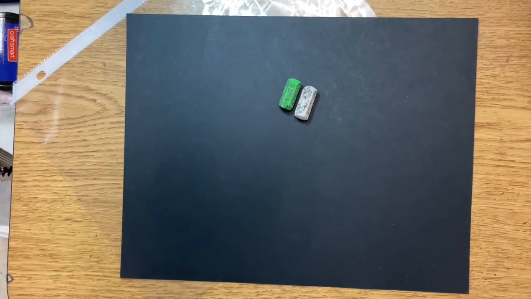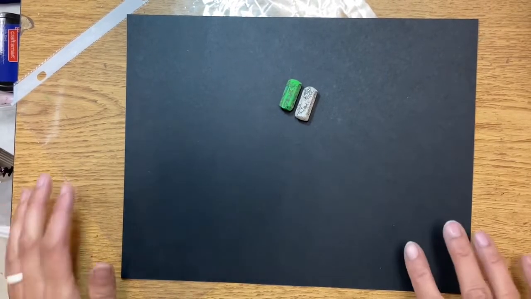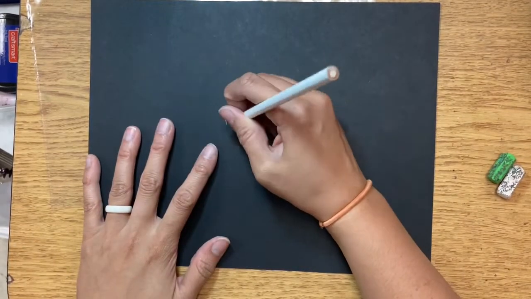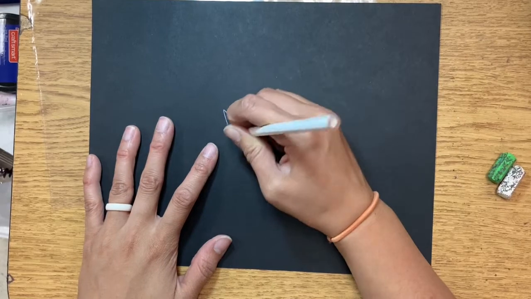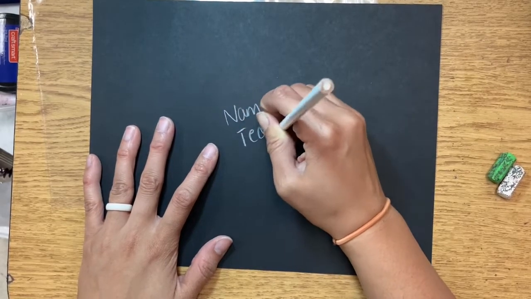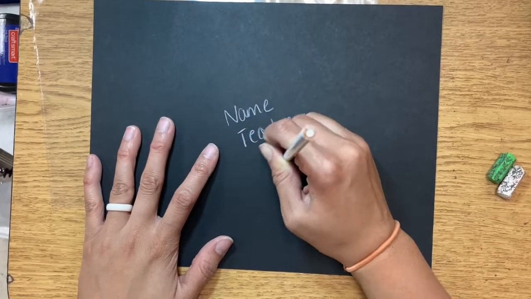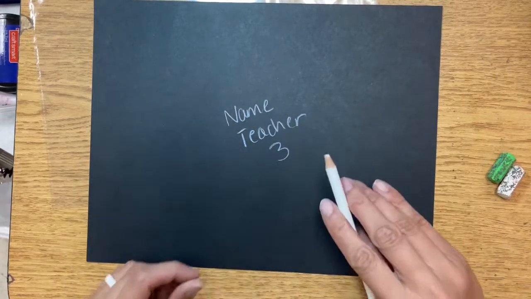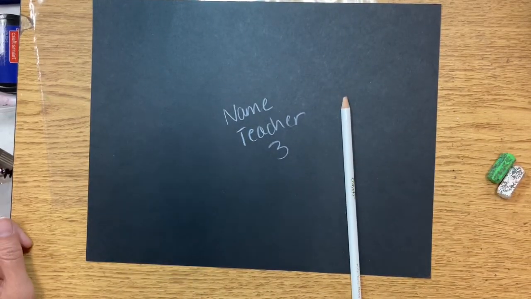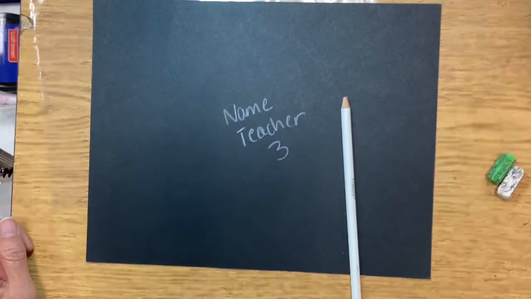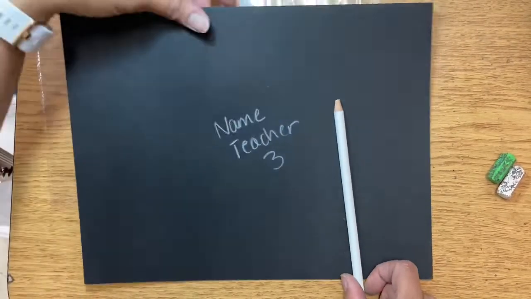Today we're going to start our interactive art piece for space. First, you're going to have a black piece of cardstock, and we're going to take a white colored pencil and write your name, your teacher, and your grade. This will be the back. After that, turn it over.